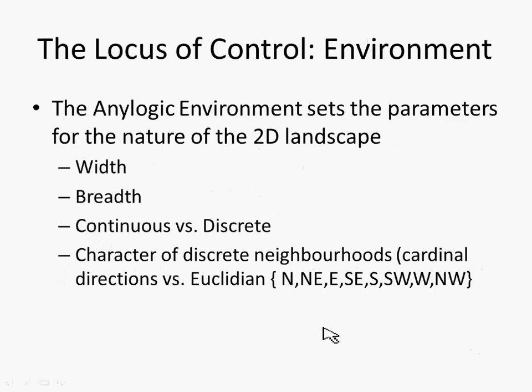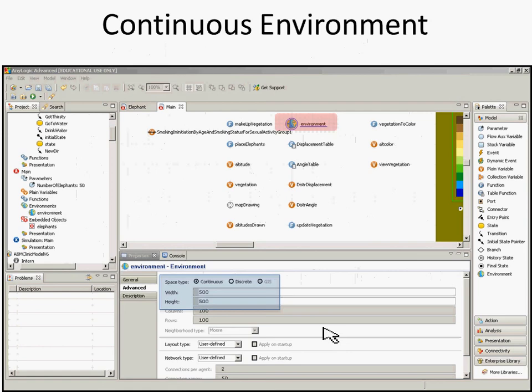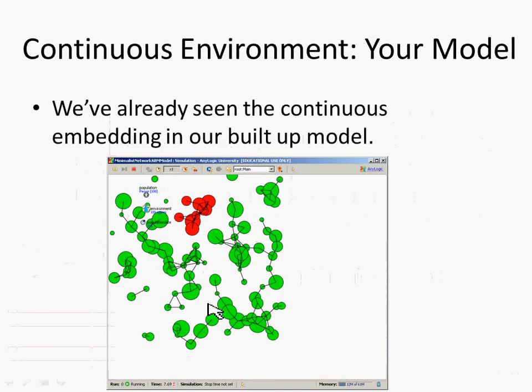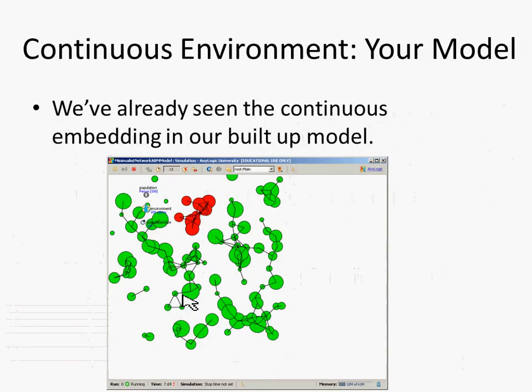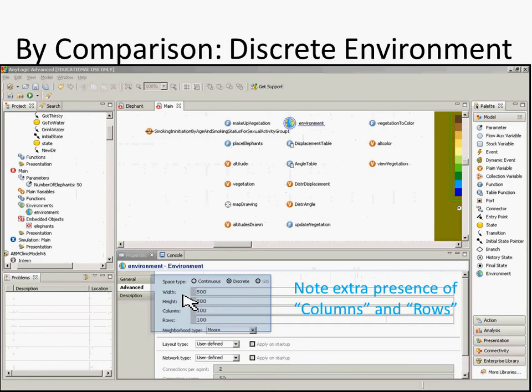And the AnyLogic environment is, again, critical to this. With the continuous environment, you specify the width and the height of the space, and we've in fact been using that without realizing it. Our agents have been placed in a continuous space. They have not been moving around, but they have been situated there. By contrast, the discrete environment has columns and rows associated with it.